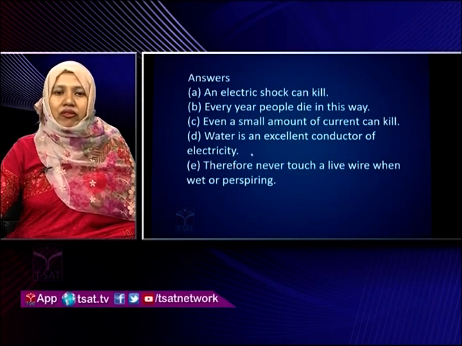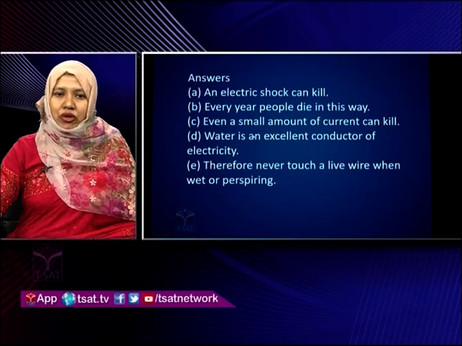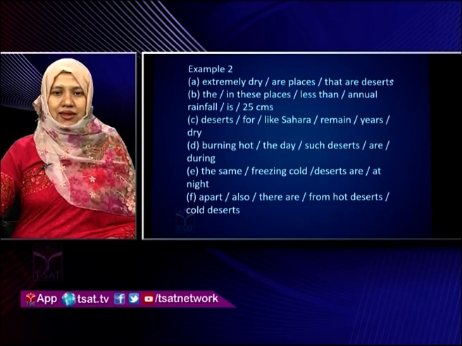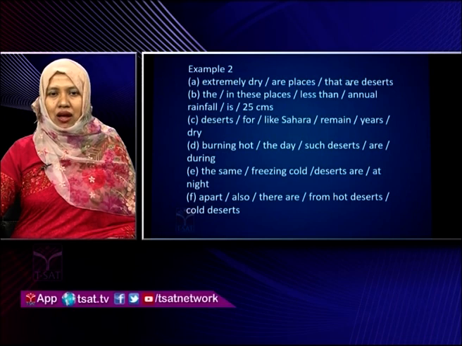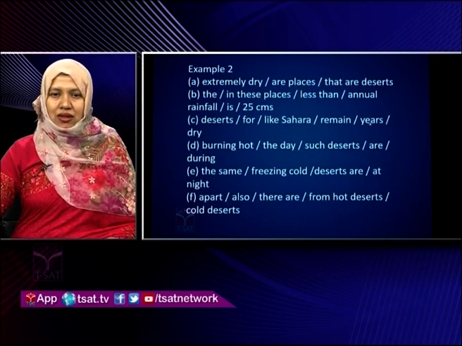This is how we can frame meaningful sentences with the given words and phrases in a jumbled form. Extremely dry are places that are deserts. So, we got a noun here, deserts. Deserts are, helping verb, subject and verb we got. Extremely dry places. So, one meaningful sentence we are getting: deserts are extremely dry places.